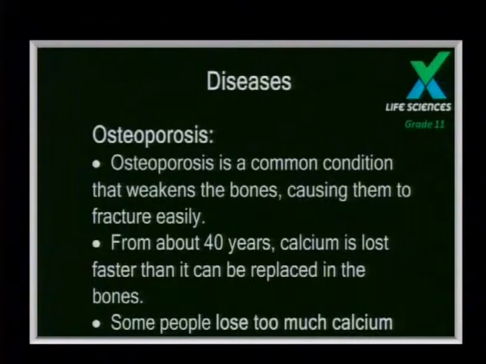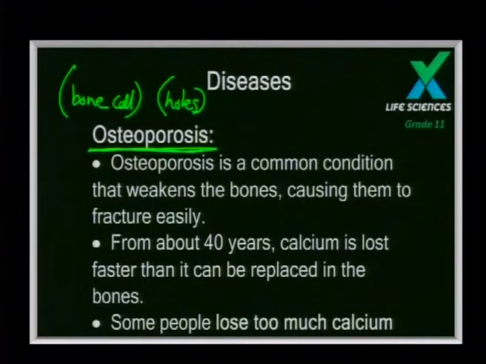Then we look at osteoporosis. Now remember, an osteocyte is a bone cell. Porous means with holes, so I'm just going to put there, holes. And osteo comes from a bone cell, which is osteocyte. So if we take these two words together, it is a bone cell that has made holes.